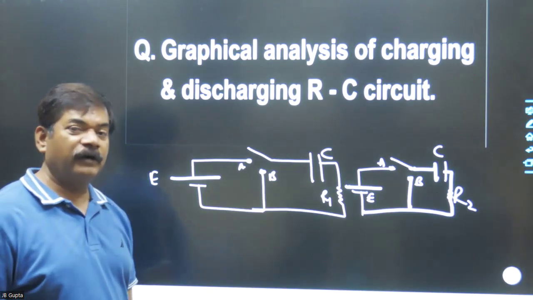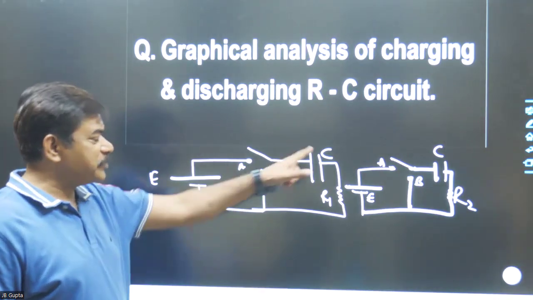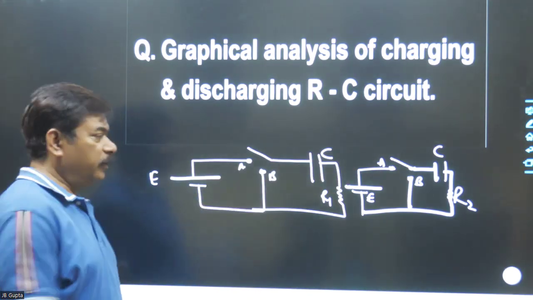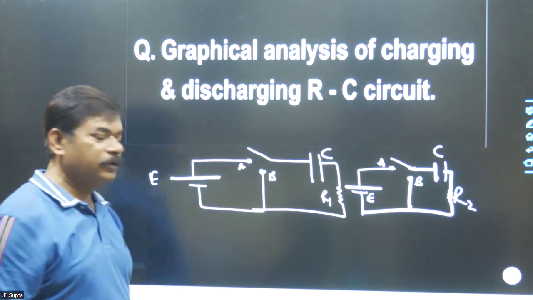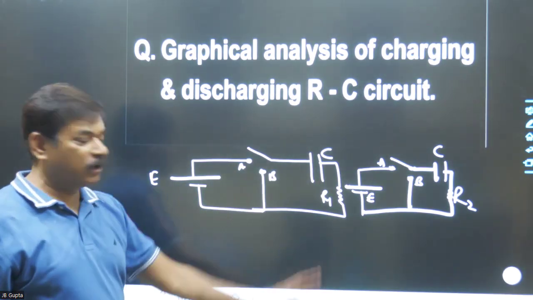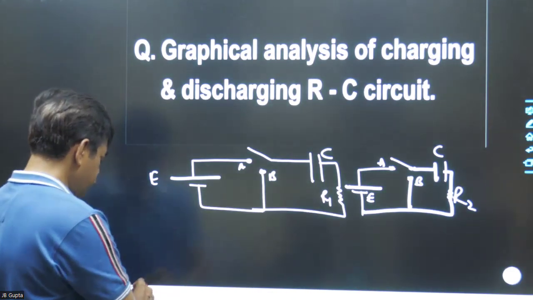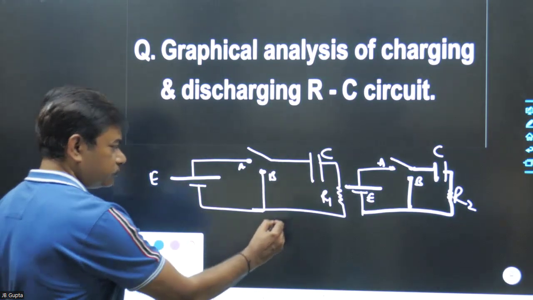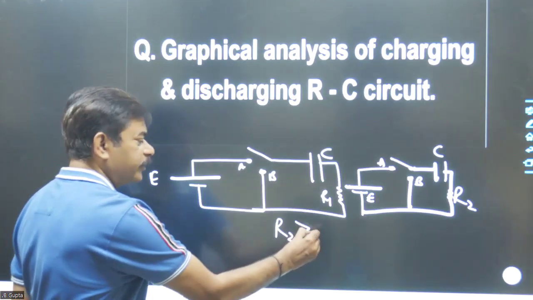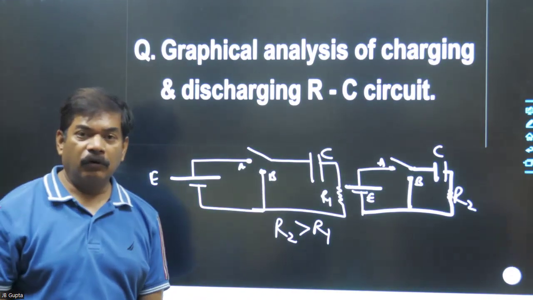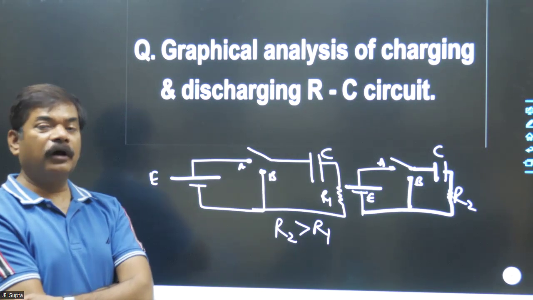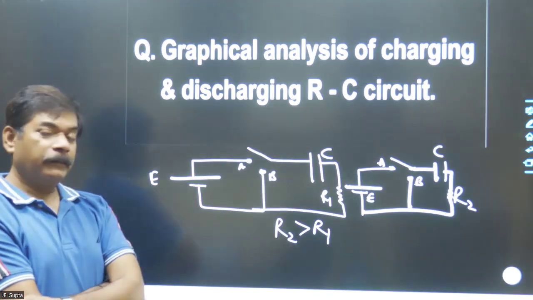So you see here we have two circuits. In both the circuits, the capacity of the capacitor C is the same. The EMF applied is the same, but the resistances are different, R1 and R2. And here I'm taking that, let's say, R2 is greater than R1.